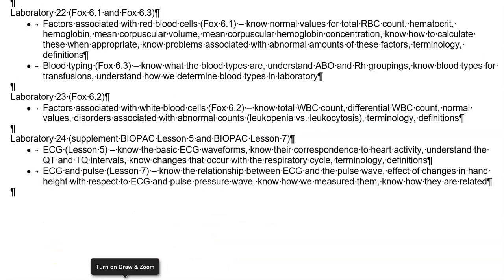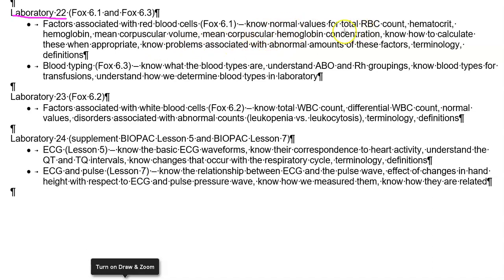So continuing on, we'll look at Lab 22. Lab 22 is a significant lab, probably the most significantly represented, because we did two entire Fox experiments in Lab 22. The first one was Fox 6.1, so make sure you know the information in there and look at the information at the back. Also, since we're talking about Fox, 6.2 and 6.3, which are the white cells and the blood typing.